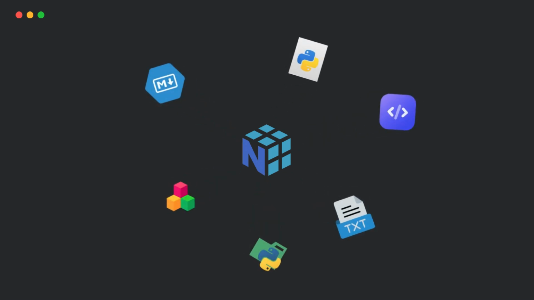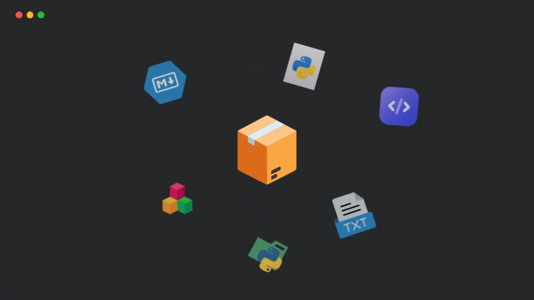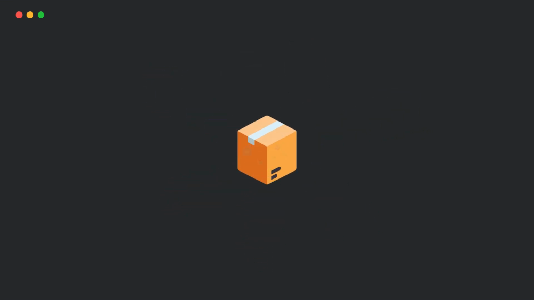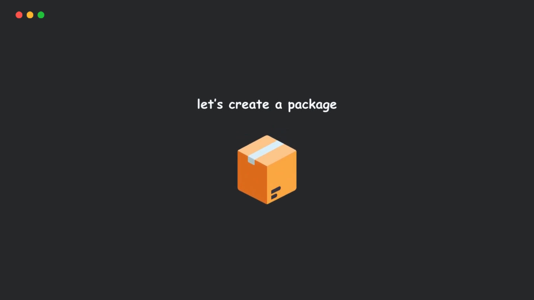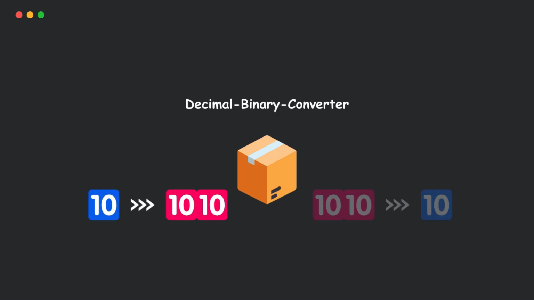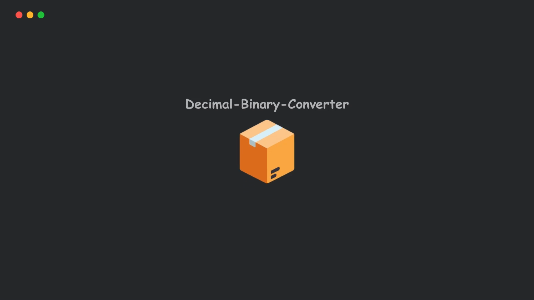You can create a package like NumPy. But first, you must understand what's needed to create a package in Python. A package is a collection of files bundled together, containing functions, classes, and other reusable code. And to make things simple, let's actually create a package. We'll build a decimal binary converter, a package that converts decimal numbers to binary and vice versa. Sounds good? Let's dive in.